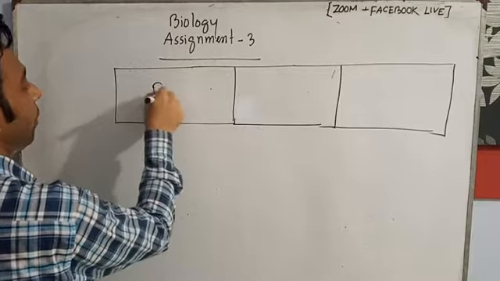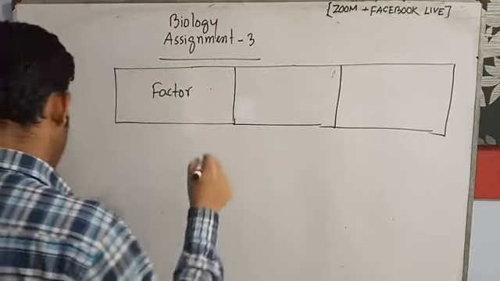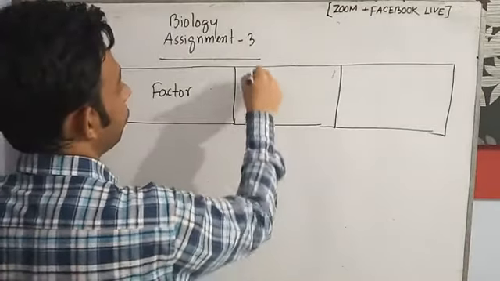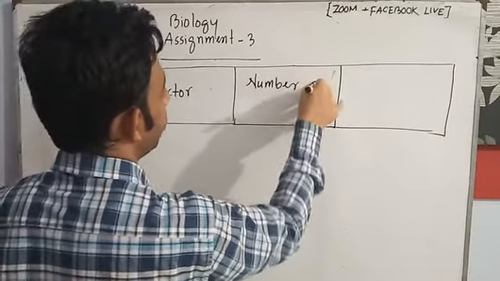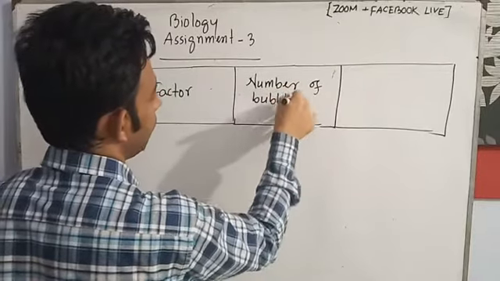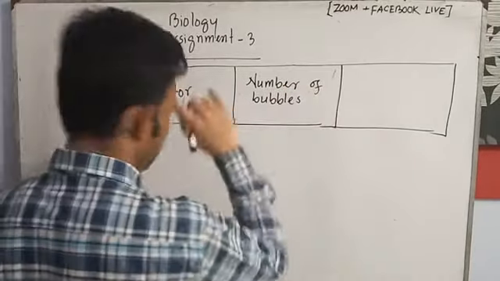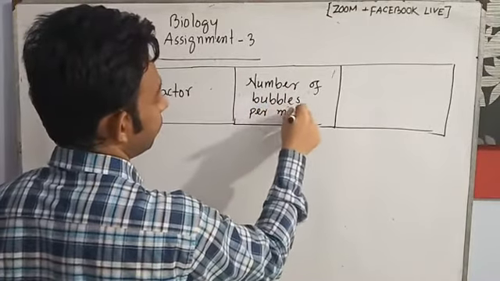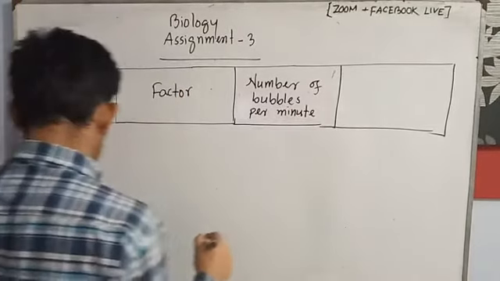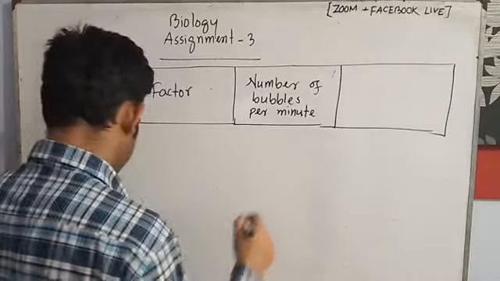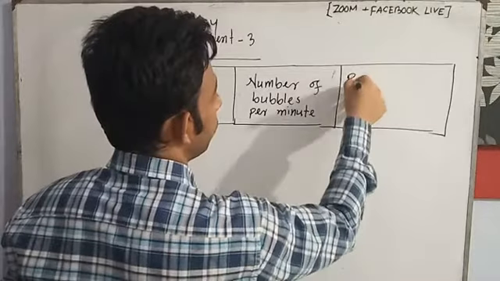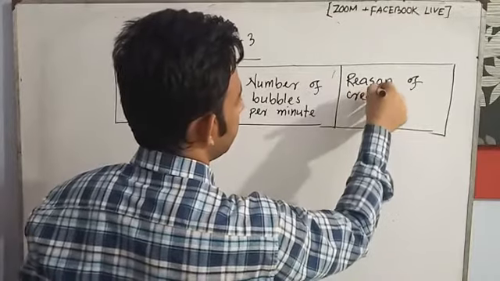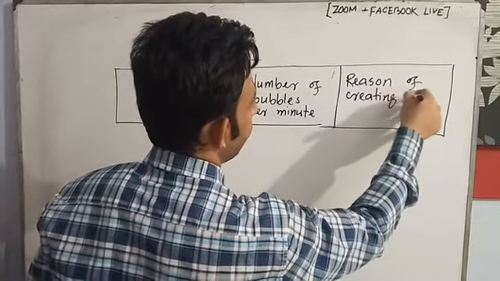It is the factor, mention the factors here. You can write factors or catalyst, but factors is better for writing. The number of bubbles per minute to observe. Then the reason of creating bubbles or not.